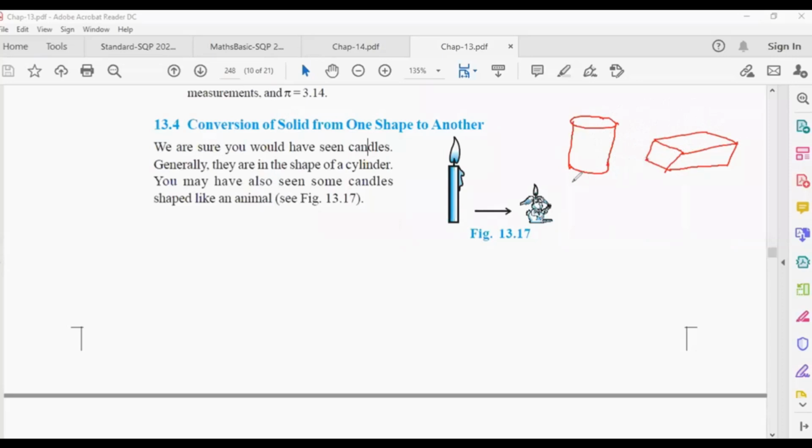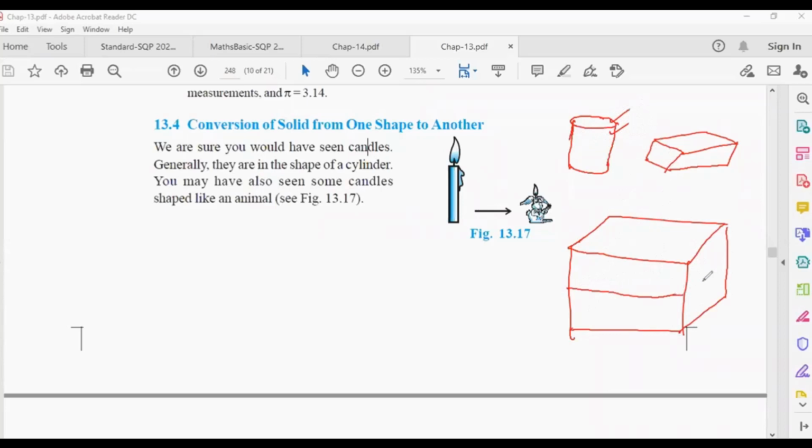For another example, suppose this cylinder is full of water. Suppose you pour this full water from the cylinder into this box, this cuboid. Suppose the water level comes up to this much. So the volume of the cuboid up to this height will be the same as the volume of the cylinder. So when you recast some 3D figure, the volume will remain unchanged. That's the point.